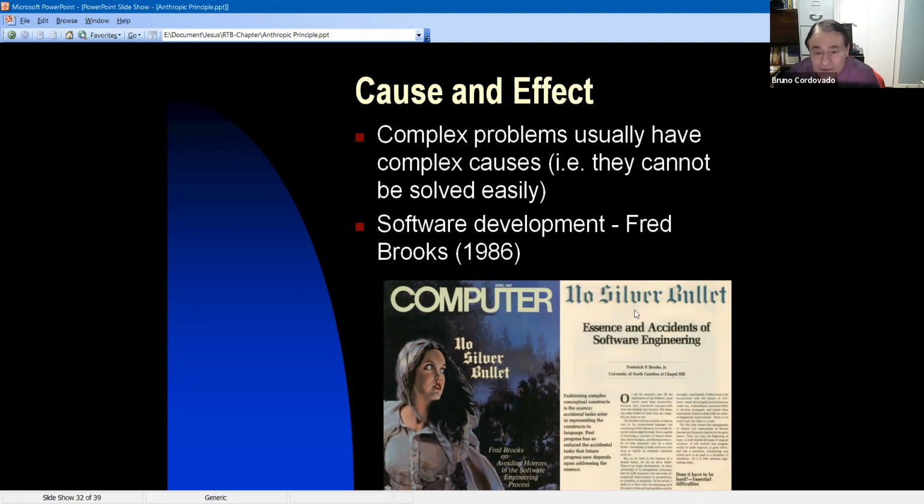All of us have probably been aware of software that was released late or buggy. So in this article, they include a picture of a lady you can't see in the background, but she's running away from a werewolf, because the legend is that a werewolf can only be killed by a silver bullet. So people that write software are looking for one particular solution which will enable them to write great software with no bugs. And Fred Brooks wrote this article saying there's no such thing. You need to have a whole bunch of things in order to have good software.